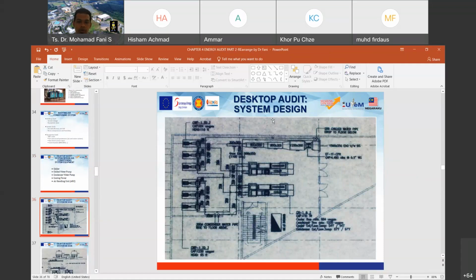Okay, system design. This is an example of the chiller drawing. You can see here the chillers. They have two chillers, chiller one and chiller two. They have 3 pumps for one chiller. One is standby, so they run two all the time, and the other intermittently. They also have pumps for the condenser side to the cooling tower, and pumps for the supply and return chill water.